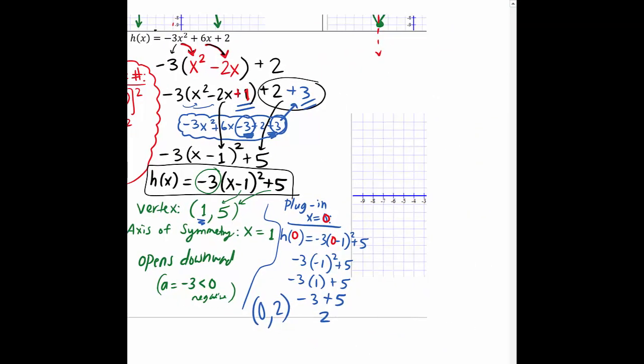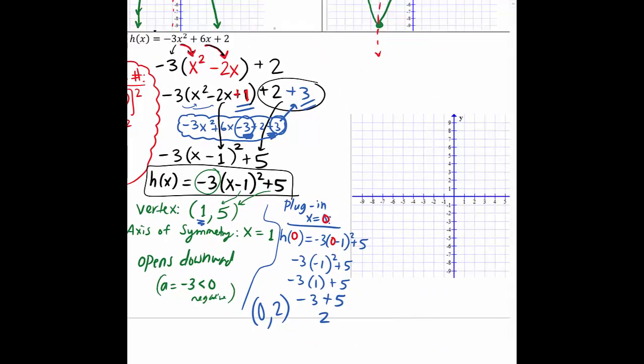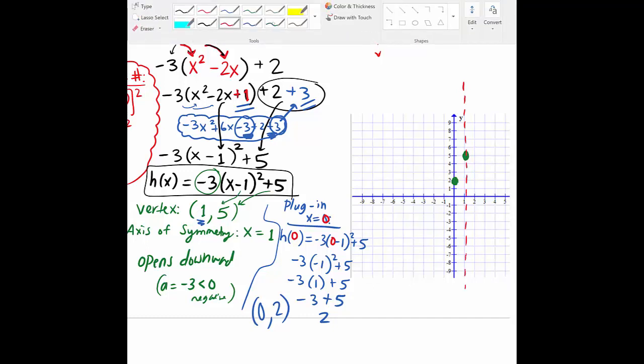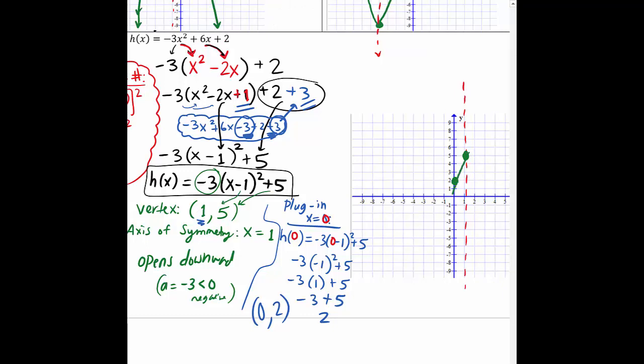Alright, we almost have it. Now I just have to plot those 2 points. The vertex was 1, 5, that'll be up here. And the point I just found was 0, 2. There it is. Let me draw the axis of symmetry, which goes right through the vertex. Let me connect those dots, and it's supposed to open downward, which makes sense. Try to keep that going. Ooh, that got kind of steep.